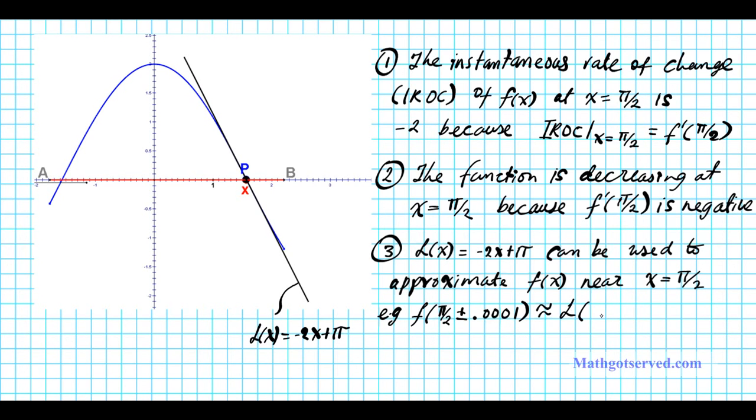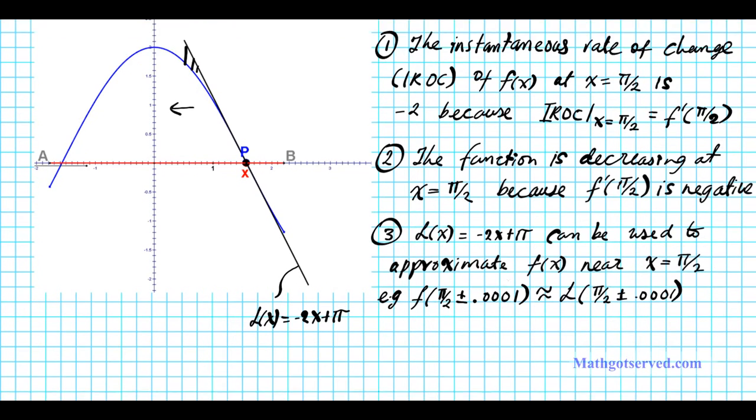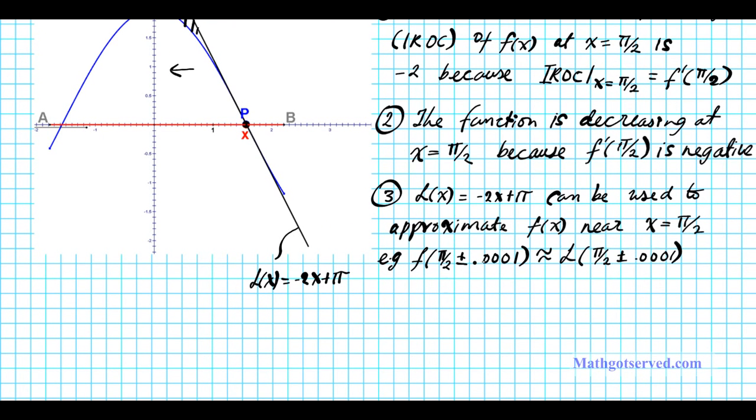It can be approximated by evaluating the tangent line at that value, pi over 2, give or take 0.0001. The farther you go from the point of tangency, the more inaccurate your approximations are. You can see how it's getting wider and wider the farther you go away from the specified x value. All right, so that's one powerful application of the tangent line. It can be used as a surrogate to the actual function.